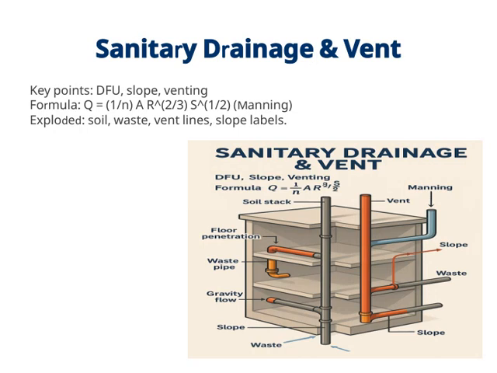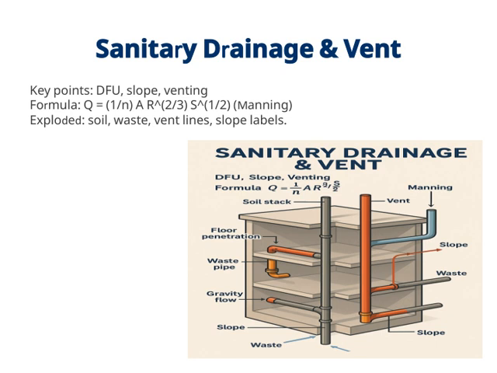Now, let's take a closer look at sanitary drainage and vent systems. One key concept here is the drainage fixture unit, or DFU, which helps us estimate the flow capacity needed for different fixtures. Proper slope is also crucial. It ensures that waste flows smoothly without backups or stagnation. Venting plays an essential role as well. It prevents siphoning of trap seals and allows air to enter the system for proper drainage.